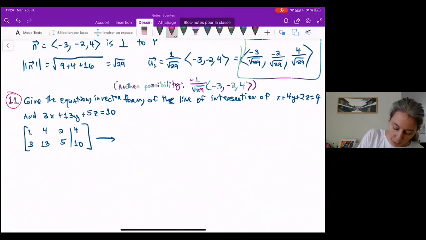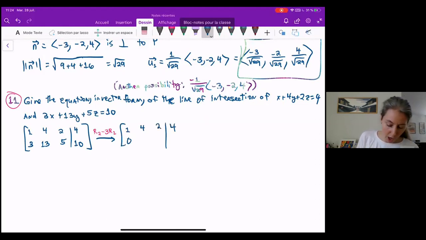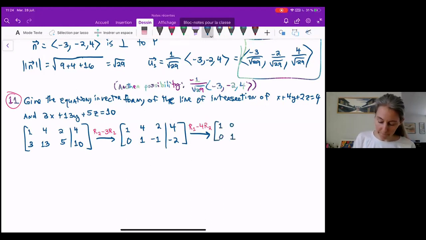So then I will do row 2 minus 3 row 1. 1, 4, 2, 4, 0, 13 minus 12, that's 1, 5 minus 6, that's -1, 10 minus 12, that's -2. And then I will do row 1 minus 4 row 2, which gives me 1, 0, 2 plus 4, that's 6, 4 plus 8, that's 12, and 0, 1, -1, -2. How many free variables do I have?